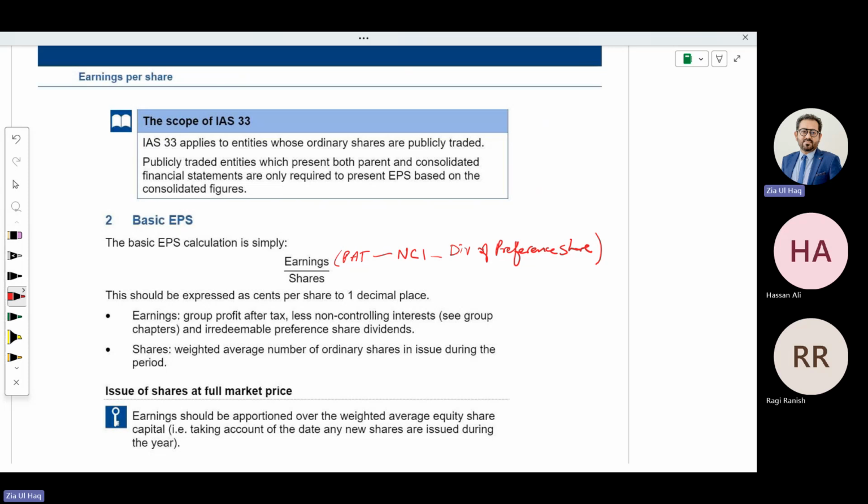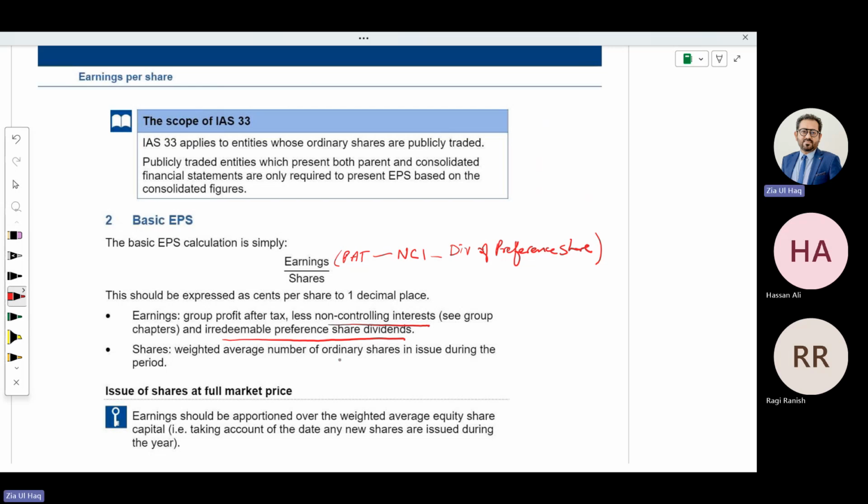And divided by the number of shares. In a group, we add the number of shares of the subsidiary and parent company, both. For a single company, it's only the number of shares. So earnings for a group is profit after tax, less non-controlling interest and irredeemable preference shares dividend. Because the redeemable preference shares dividend we record as finance cost expense, that has already been deducted while calculating profit after tax.